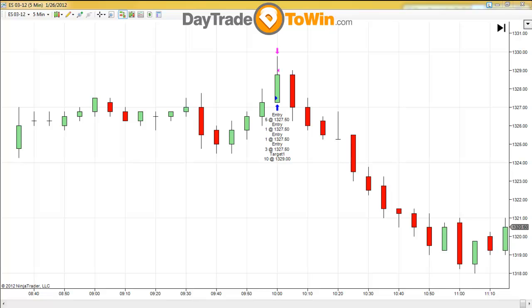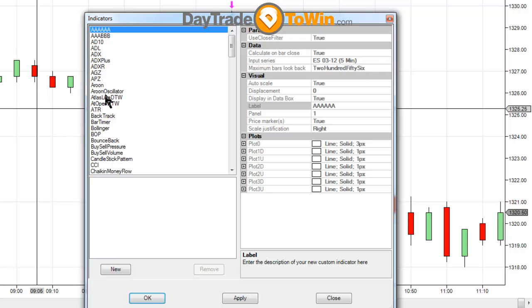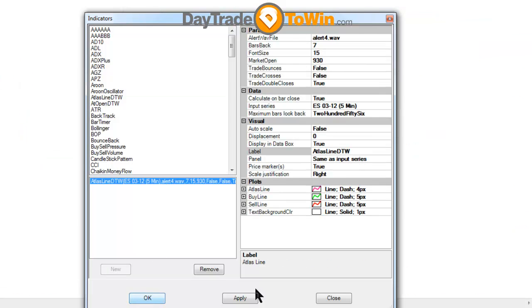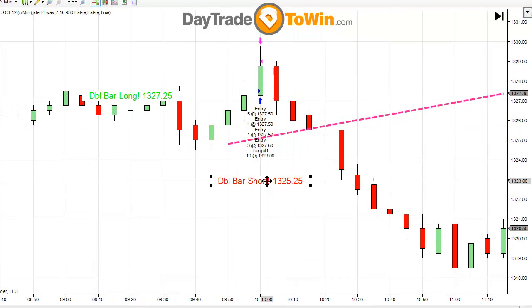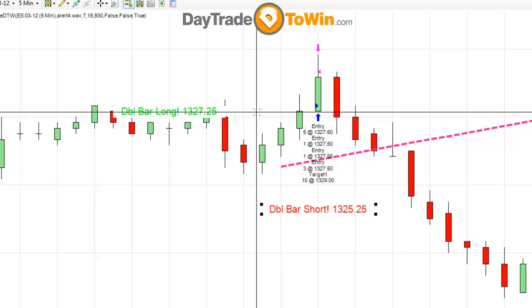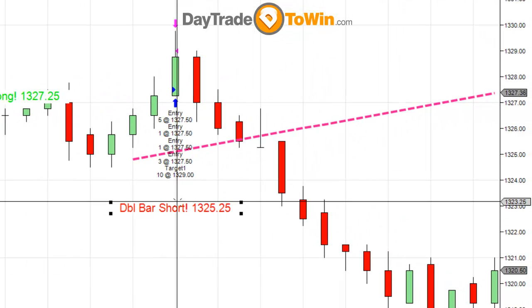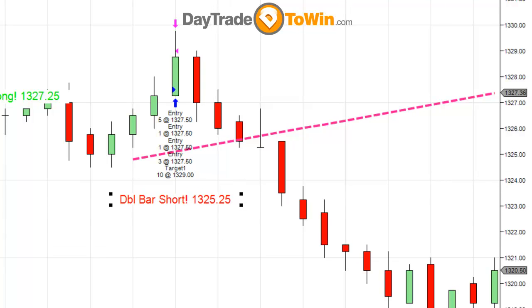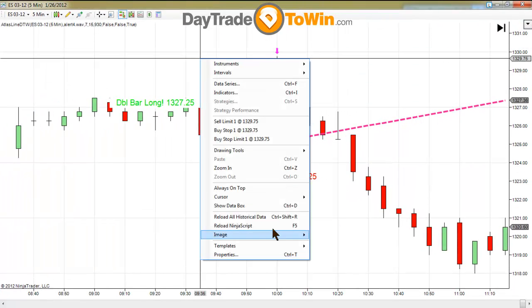Today, as an example, you see here a trade that I took. I used the Atlas line here. This is a double bar long for the Atlas line, 1327 quarter, and then the short here that I was late in getting. I couldn't get this short at 1325 quarter. But I'm not here to talk about the Atlas line. I'm here to show you when and why we should trade when the market's slow or when the market is moving at a good clip.